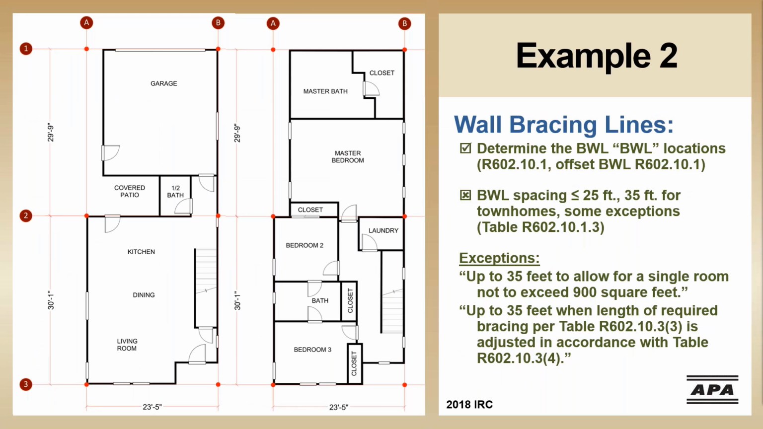If we pull out the wall lines that align vertically, we'll get a layout that looks like this. Now, unfortunately, with this layout, the spacing at braced wall lines 1, 2, and 3 exceed 25 feet. The distance between 2 and 3 is to allow for a single room, which would be meeting that exception, but the distance between 1 and 2 is not. So we need to increase our required braced wall panel length. So let's take a look at that penalty.